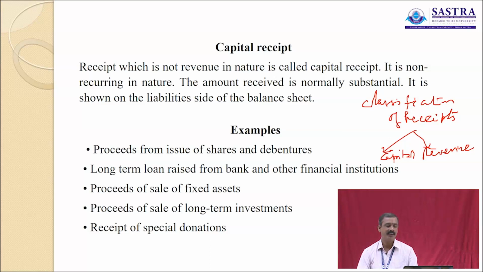It is non-recurring in nature and the amount received is normally substantial. It is shown on the liability side of the balance sheet. See, the items of receipt will be received irrespective of the revenue generation or the recurrence. It may recur once in a year and happen again after 2 years, or in a duration of 5 years of business it may happen twice, and may be known as non-recurring.